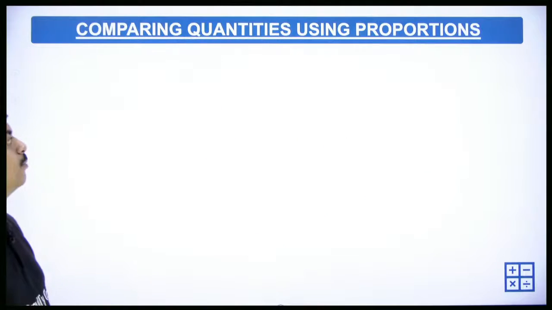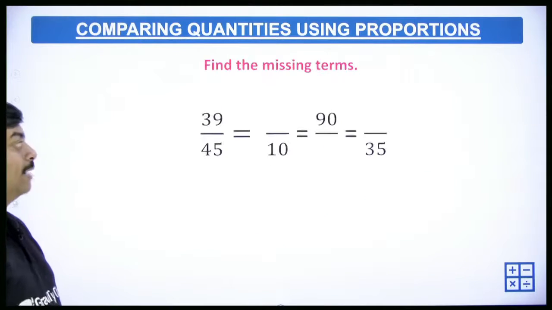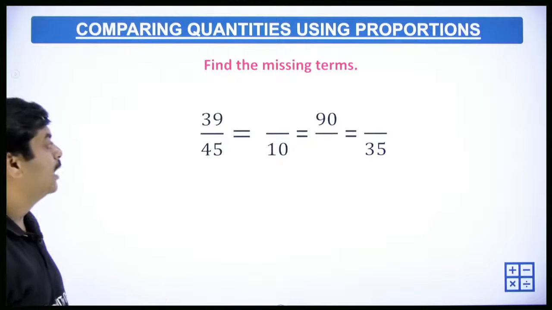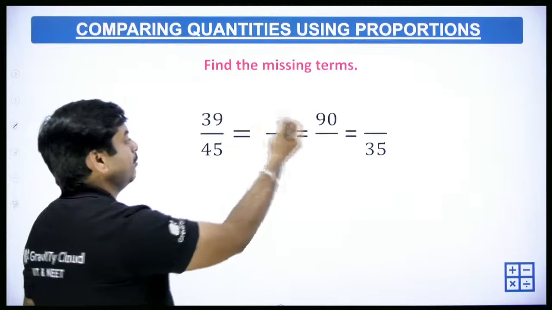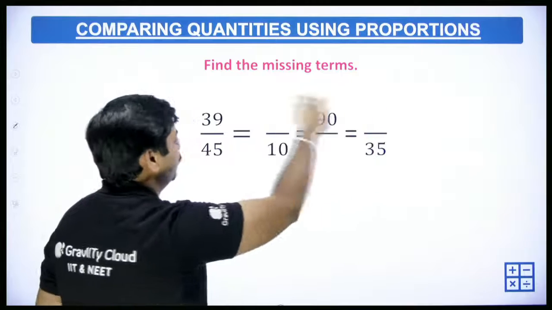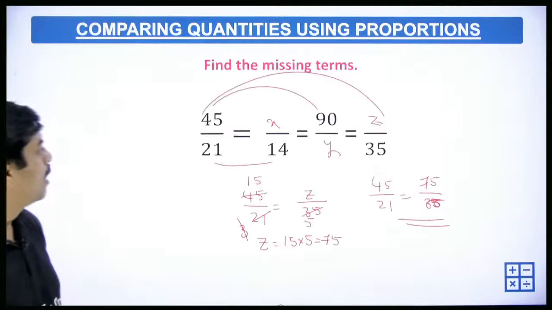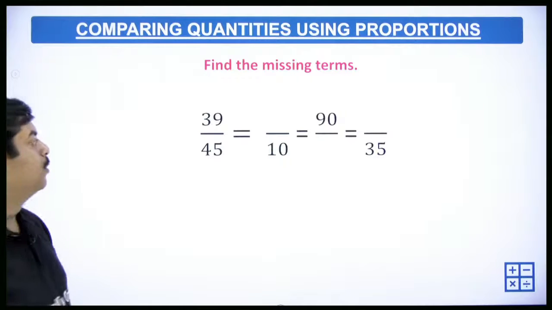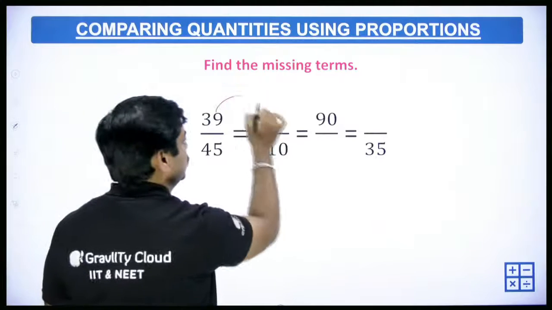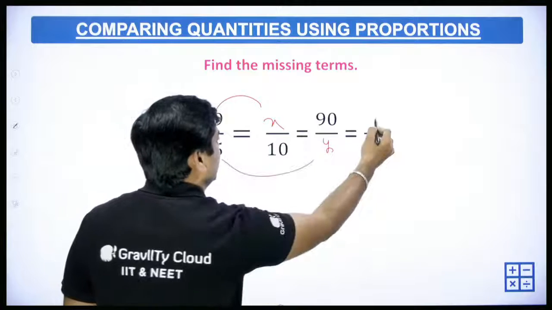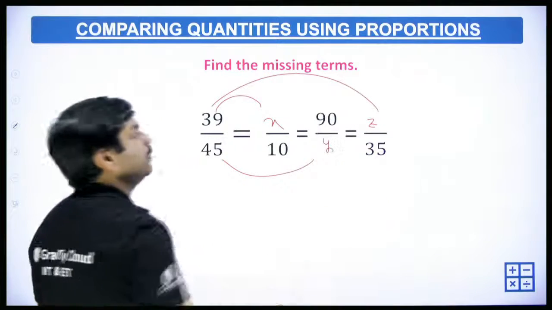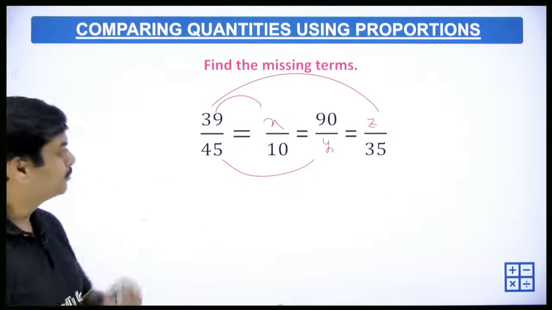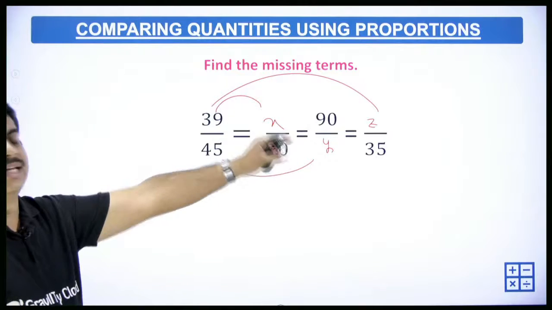Okay, so let's try to move forward with the next one. Once again, missing terms. 39 by 45 is equal to x by 10 is equal to 9 by z, 9 by y equal to something with the 35. I think the same question maybe. Right, no. Okay, so please try to solve that once again. Take this as x, equate these two, y, equate these two, z, and equate the first and the last. You will get the answer. Very straightforward. Let me do the second one.